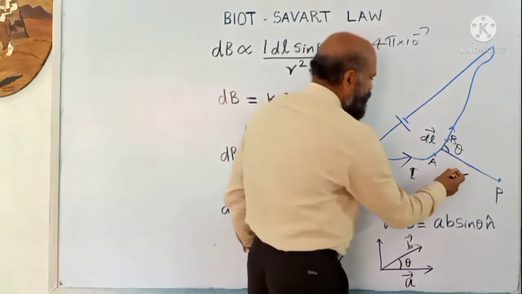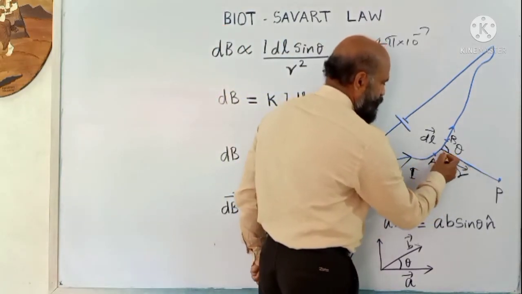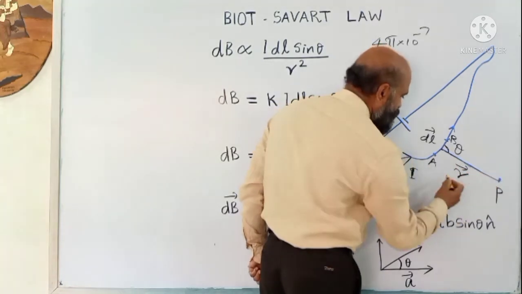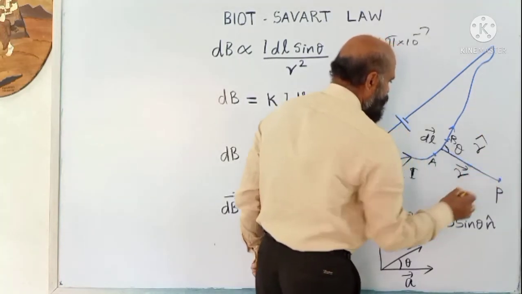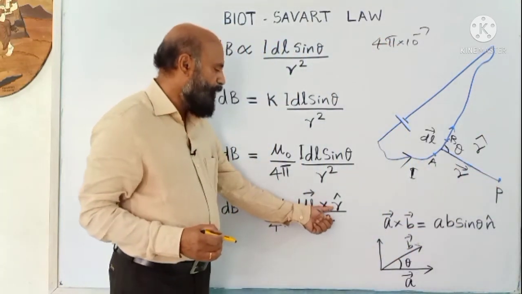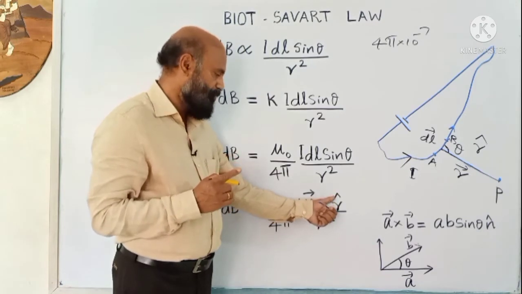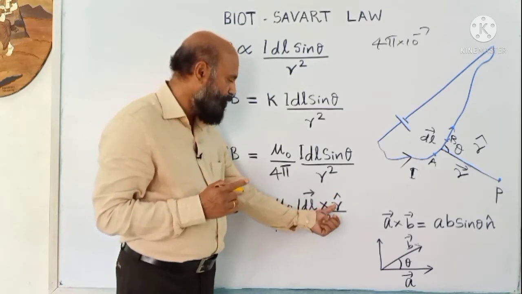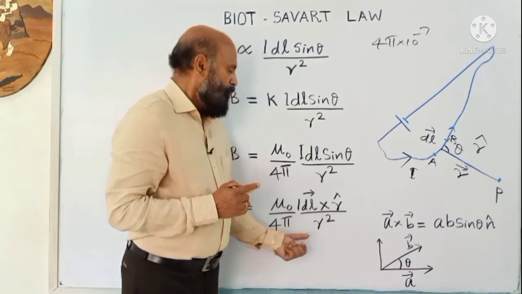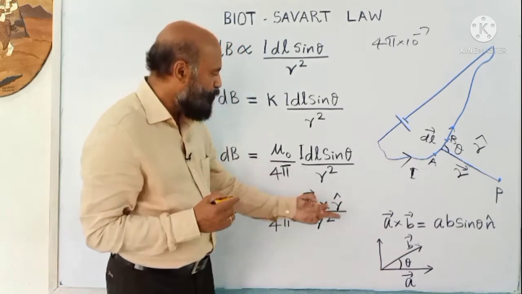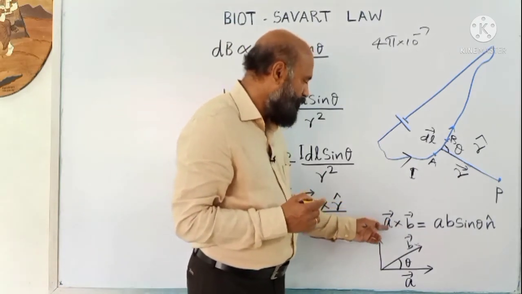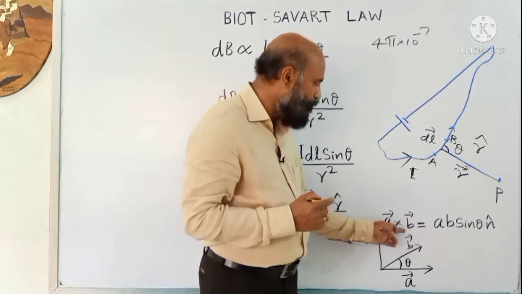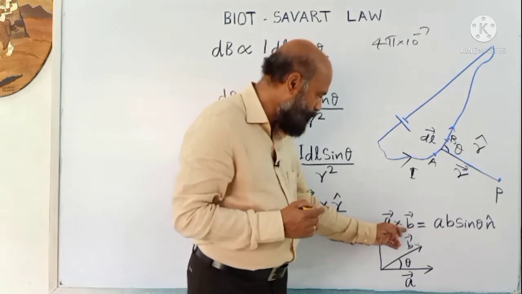So this is the r vector. But the unit vector along this direction is r cap. So r cap, its magnitude is 1, unit vector. So I dl vector cross r cap. Now to understand this, you should have an idea of cross product in vector algebra. So now I will explain that.